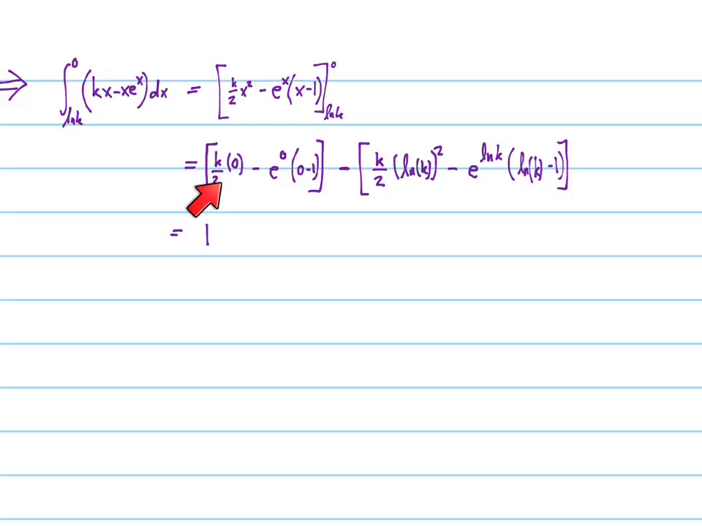Now, all inside of here, this is going to be the negative 1, which is e to the 0, times negative 1. Negative 1 times negative 1 is 1. And of course, this part zeroes out. Now we have to take care of the rest of it. We're going to subtract k over 2 natural log of k squared minus k natural log of k plus k.